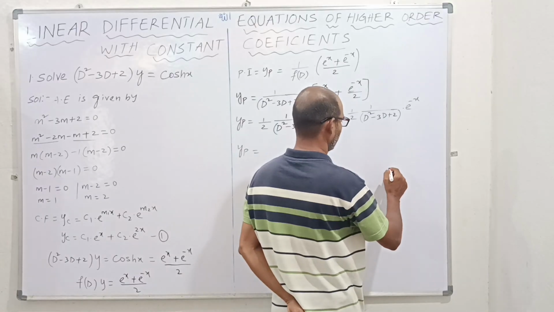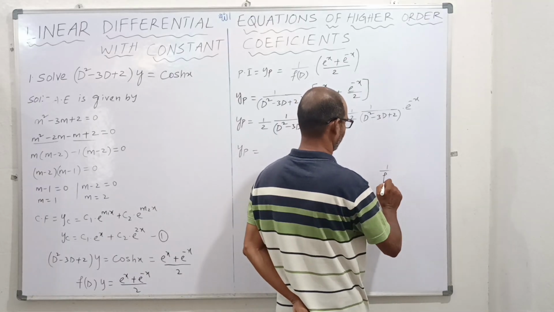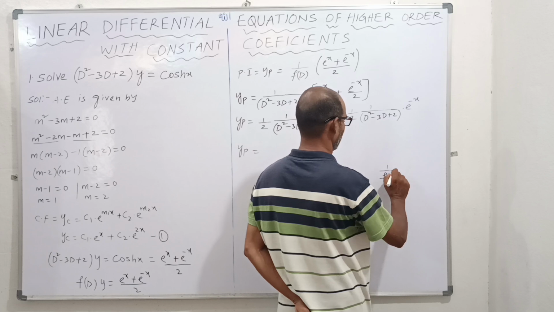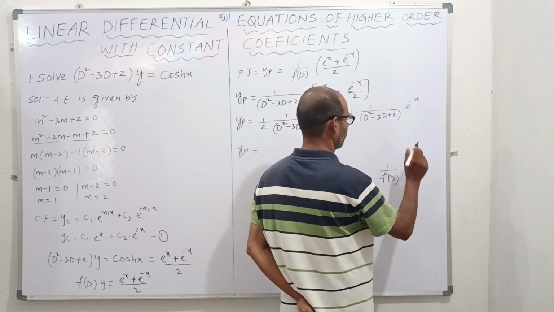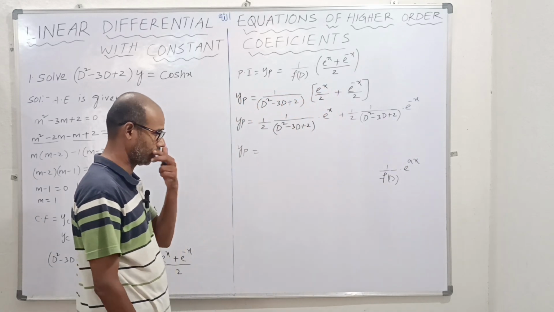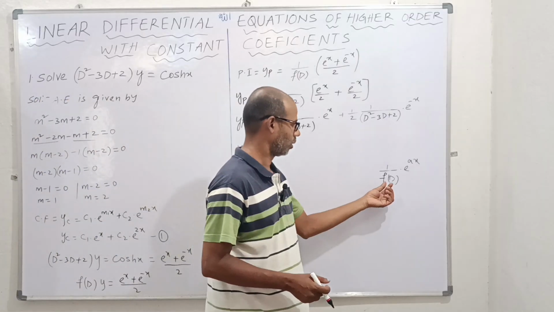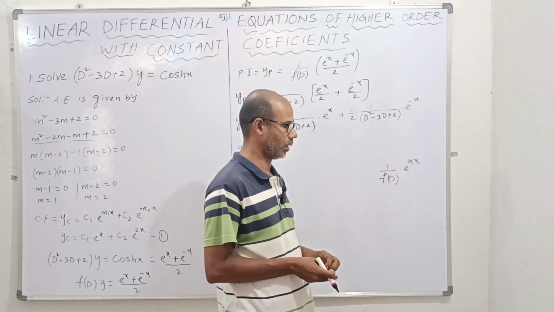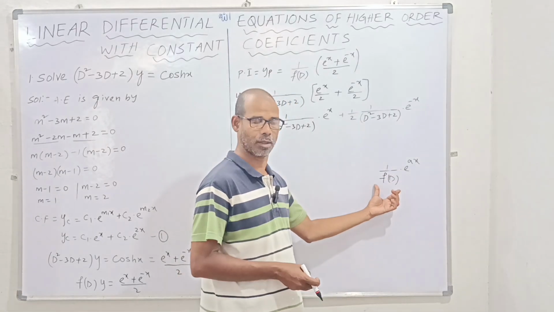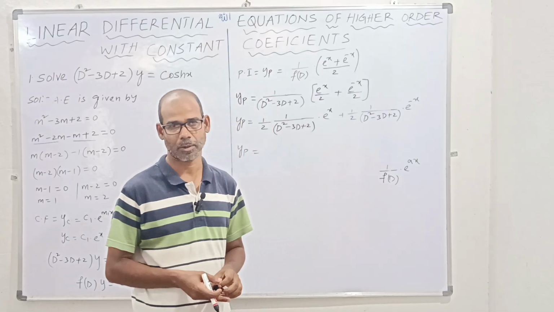So look here, okay. So 1 by f of D, 1 by f of D into e power x. Now this is an exponential function. So what is the procedure for this one? Instead of D, we have to put D equals a in the denominator, provided the denominator should not become equal to 0.